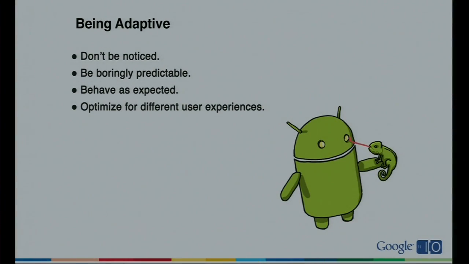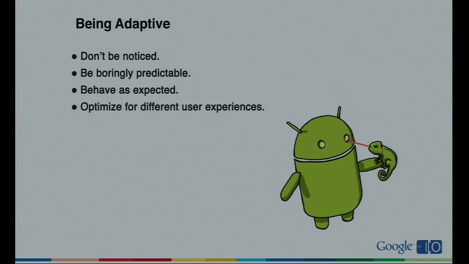I want to talk about making your apps adaptive. So what's an adaptive app? Well, it's one which doesn't stick out in ways that you don't want it to. Right? It should be invisible to the user. Now, I'm not saying you shouldn't have an app which stands out. It should. You should create something unique and interesting and innovative.